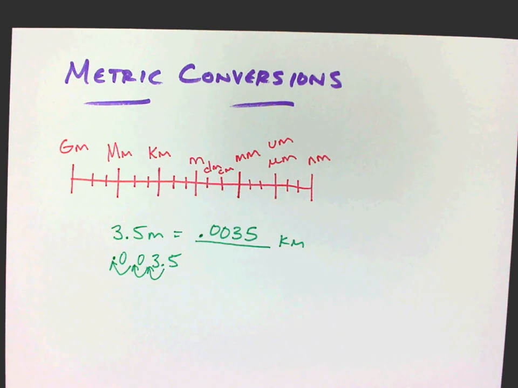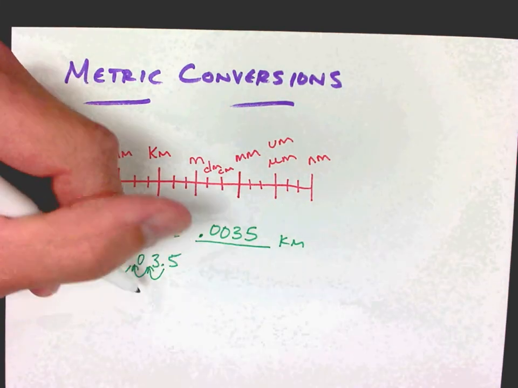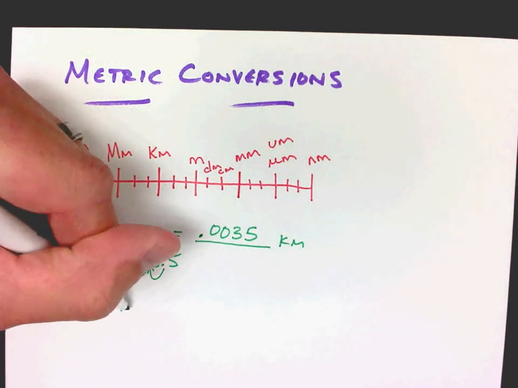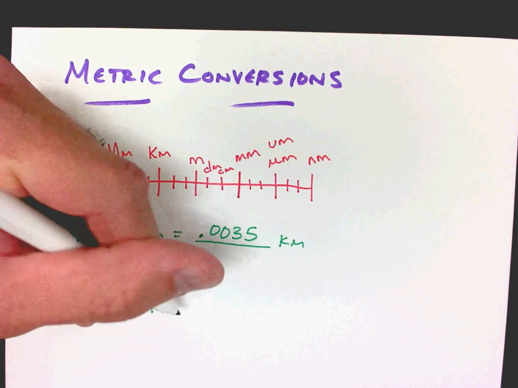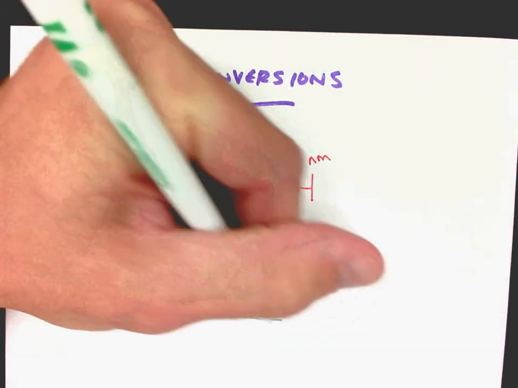Let's do one that goes the opposite direction. So you have to pay attention not only to the number of spaces, but also which direction you move on the chart. So let's just use a kilometer this time. Let's do 1.7 kilometers, and let's change that to centimeters.